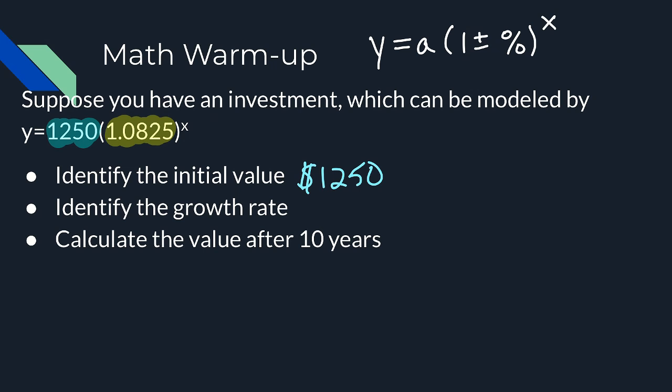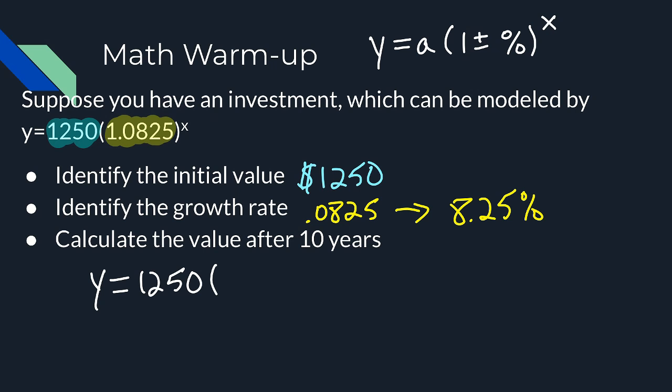So we have to kind of undo the 1 plus, or the 1.0825. We have to subtract 1, which leaves 0.0825, which is, when we move that decimal over 2 places, 8.25%. And so calculating the value after 10 years, that's just going to be y is equal to 1250 times 1.0825 to the 10th power, not the x power.